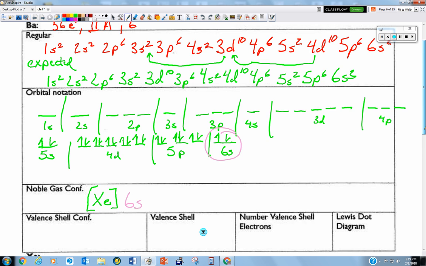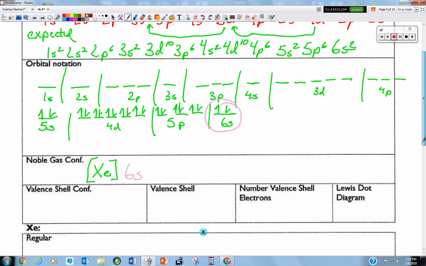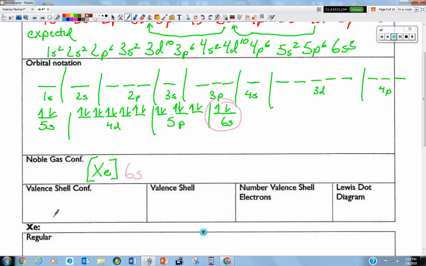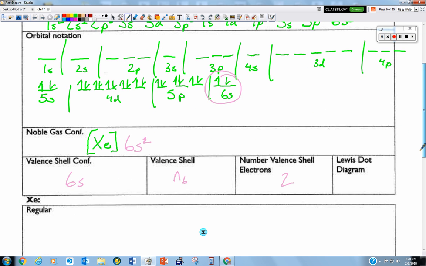All right, now just finishing this one off, you can do xenon on your own. Actually, I'll guide you through that one as well, but we're going to take some shortcuts. Valence shell configuration is just going to be the 6s2. Valence shell, we are in N6. How many electrons do we have in our valence shell? We have 2 electrons, so when we draw this, we're dealing with barium, so it's going to be Ba, and there are 2 dots.